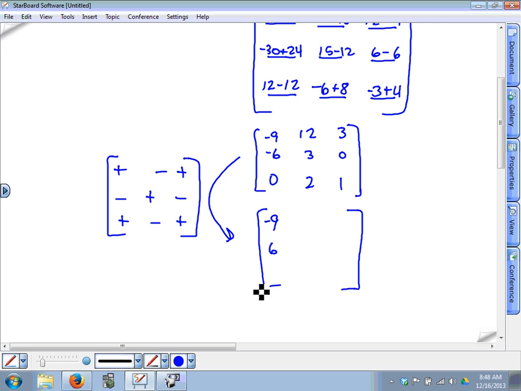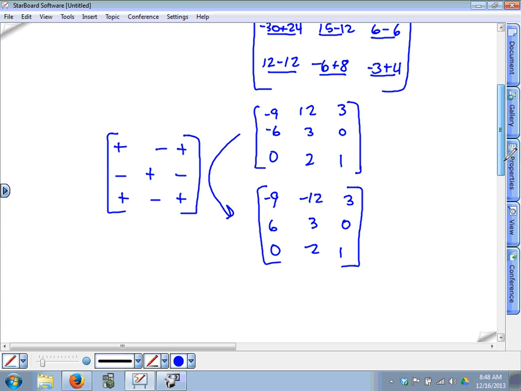It becomes positive 6. 0 doesn't really have a sign, so it just stays 0. What about the 12? It's in a negative spot, so it becomes negative 12. The 3 is okay to stay at 3, but the 2 becomes negative 2. And then in the last column, 3, then 0, and then 1.